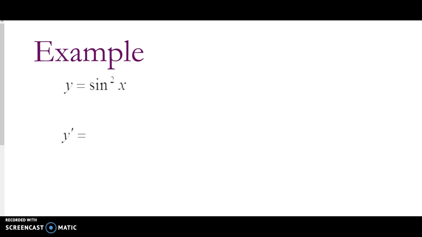All right, let's have you guys try this one. As a reminder to you, this notation means it's the sine of x, but squared. So go ahead, put me on pause, and then we'll talk about this guy.